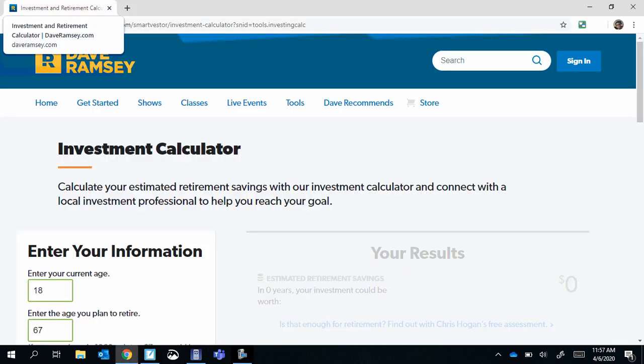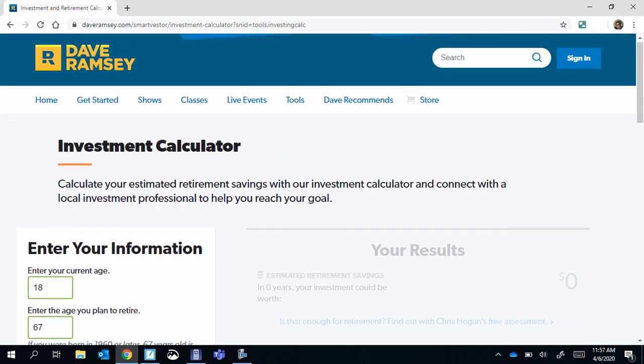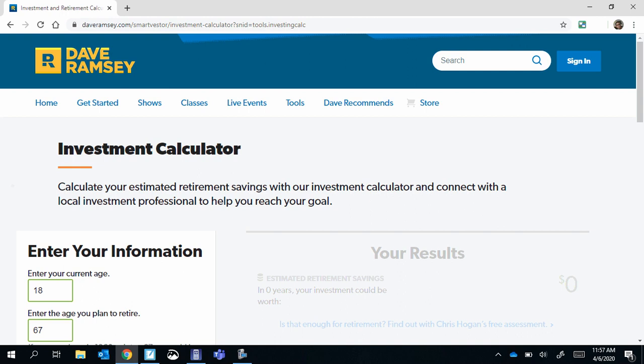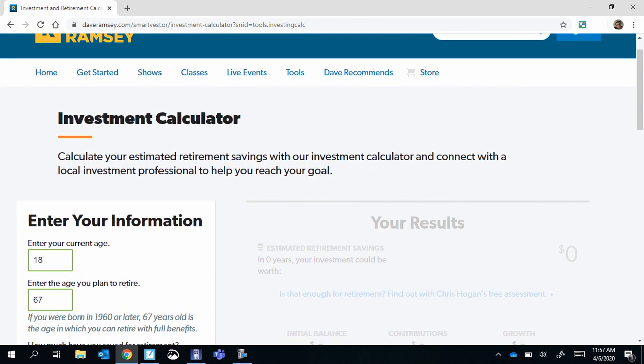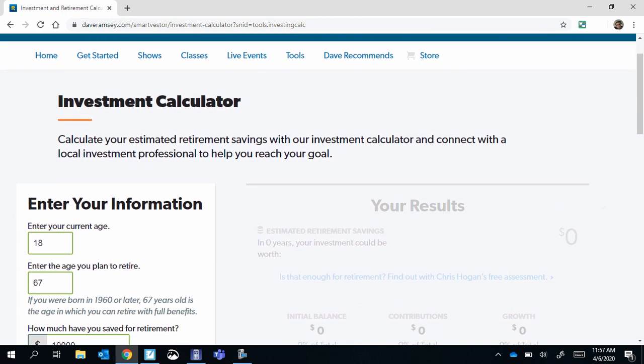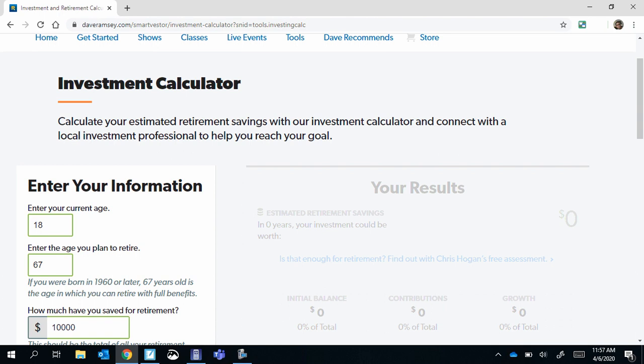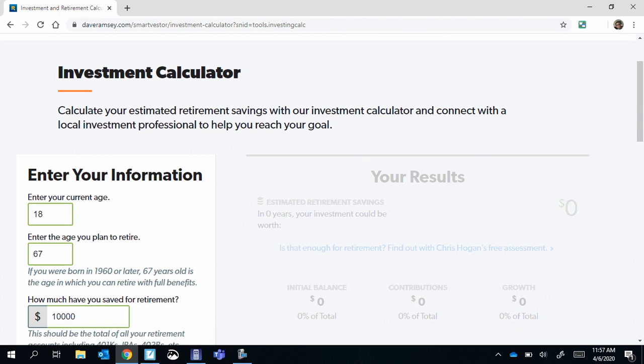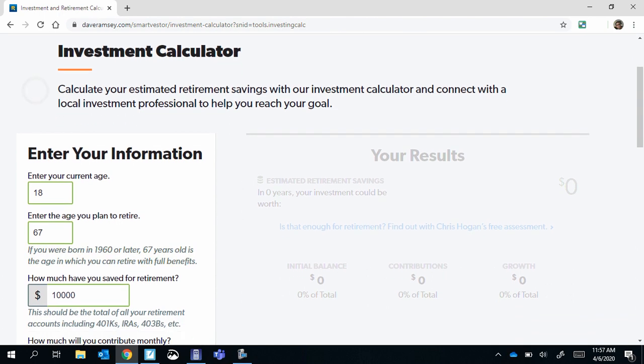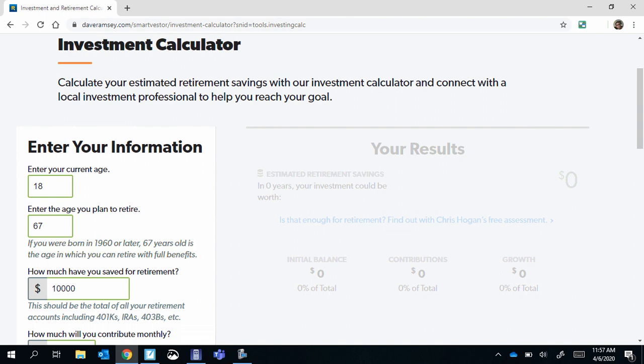I pulled up this website from DaveRamsey.com. He's got this investment calculator. He's a pretty famous, well-known financial advisor, I guess. He has his own radio shows and stuff like that, and books and things that he writes about.